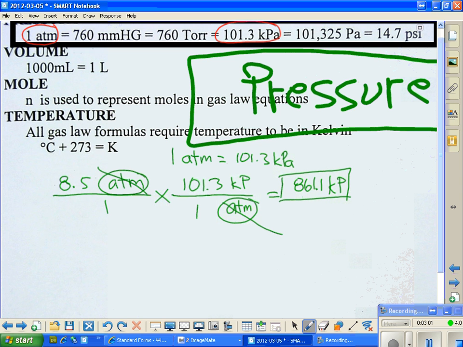Now, I'm asking you to do this in order. So I'm going to take my kilopascal number, and let's do this in a different color. The 861.1 kPa over 1 is going to be my next conversion. And let's look up at the top now, and let's circle the ones that make this particular calculation.